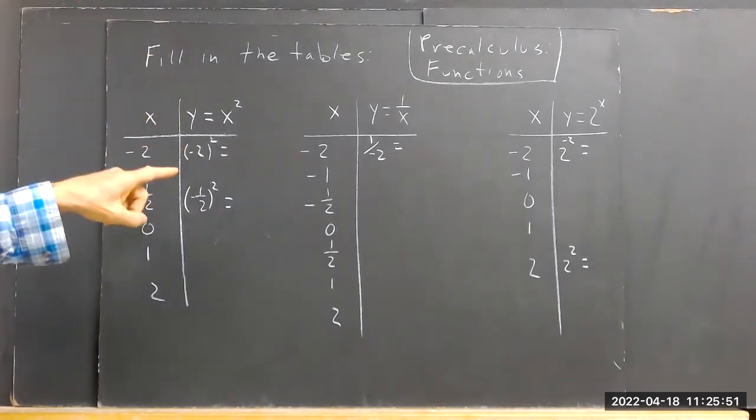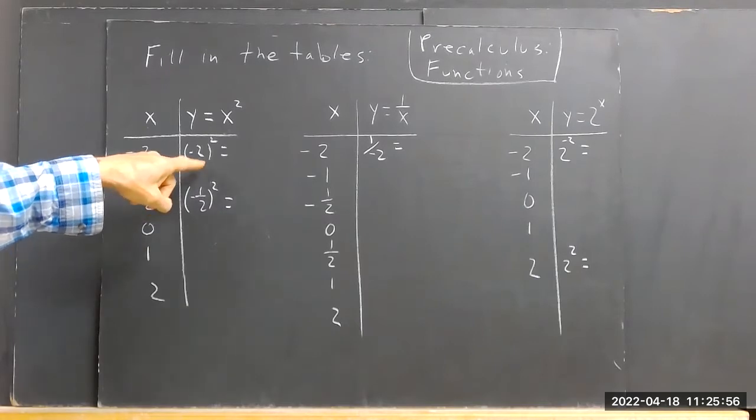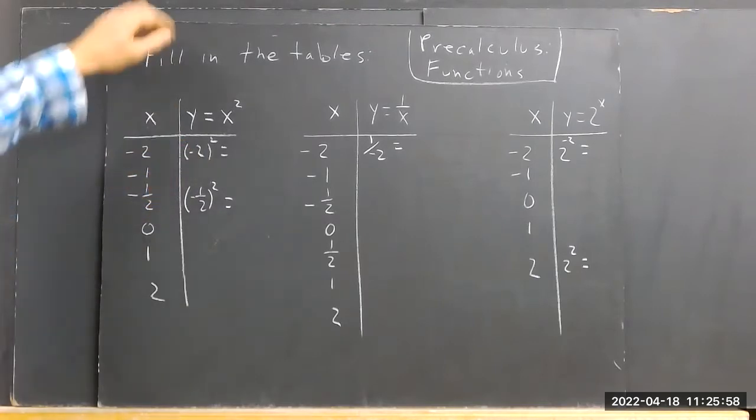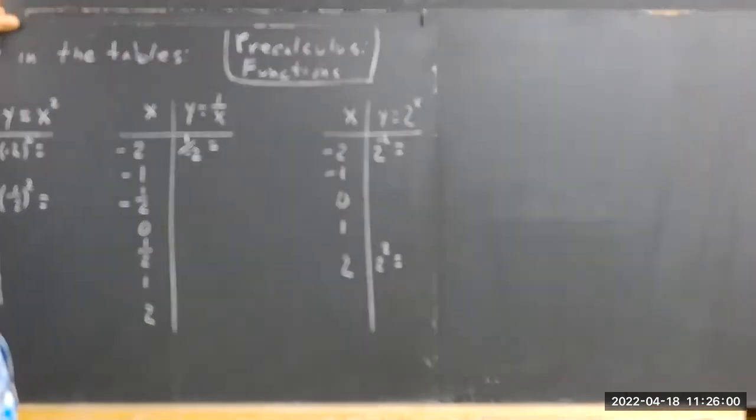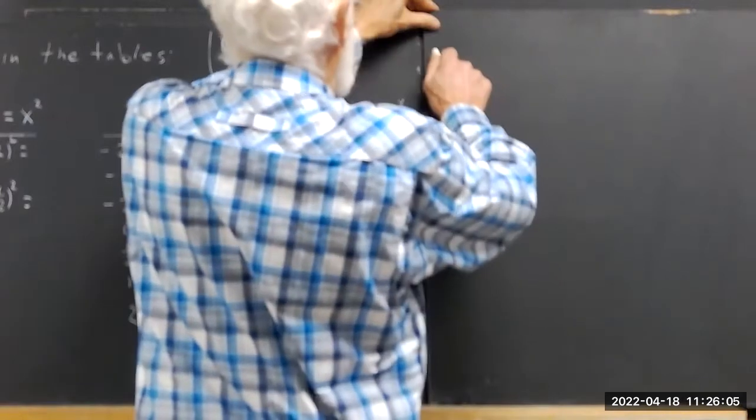But anyhow, it is what it is, so let's go with it. So (-2) squared is what? Well, I'm going to do some of the arithmetic over here on another board. So what's (-2) squared?